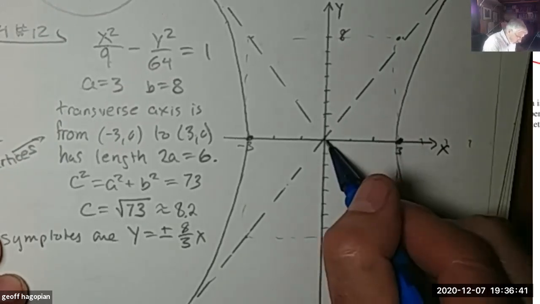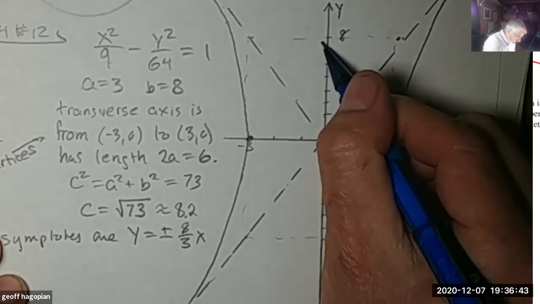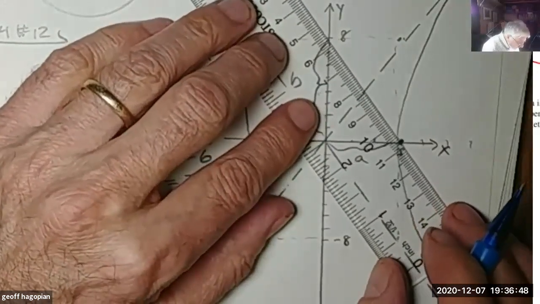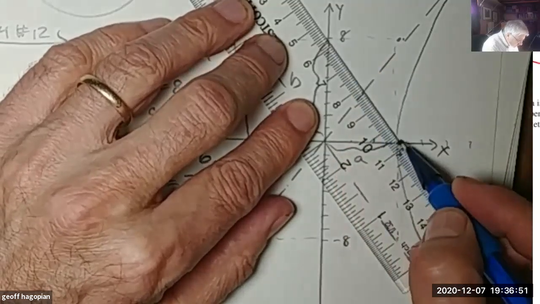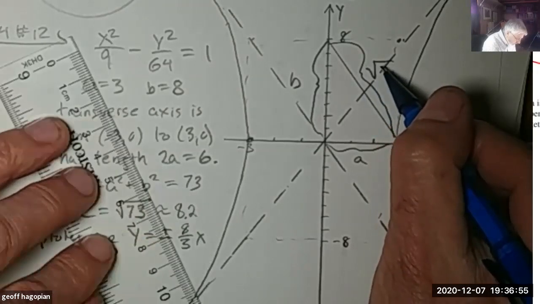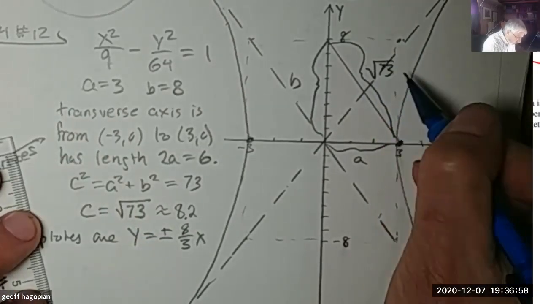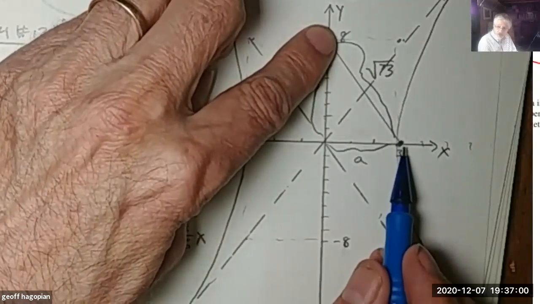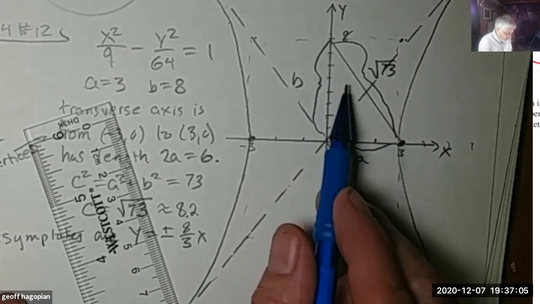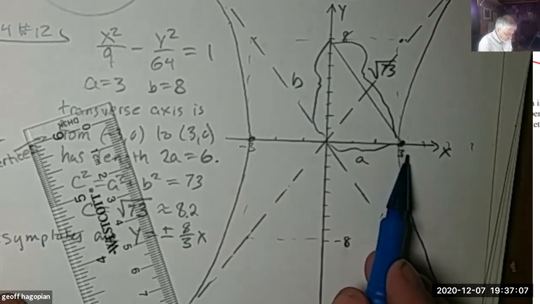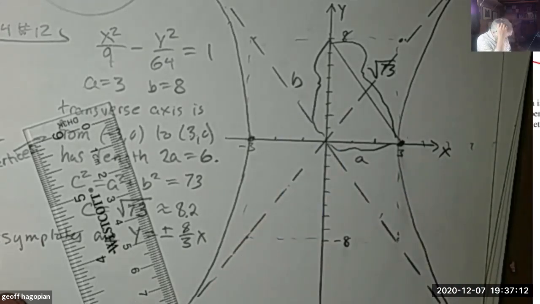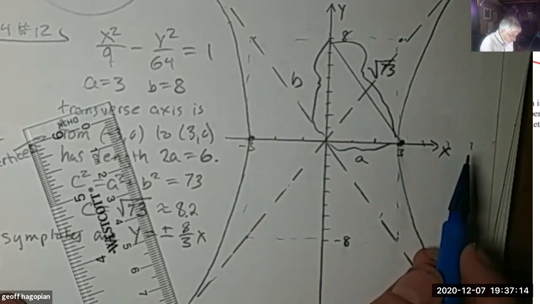So this length here is A, this length here is B, and this length here is C, right? So that's going to be the square root of 73. And if you were to slide that down, right, so that the top came down and there's like a ladder sliding out, it would pick up the focus, okay?